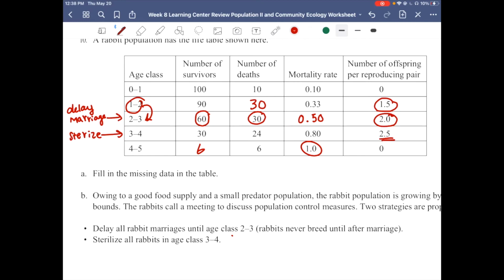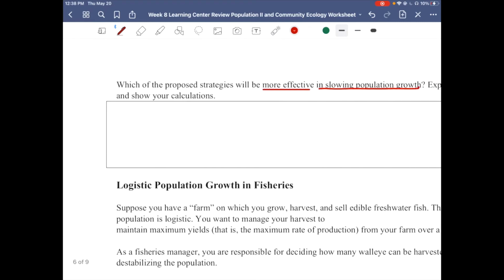35.7 rabbits. So just looking at this number, we know the more effective one is going to be to limit by delaying marriages until 2 to 3, because if you sterilize all rabbits in age class 3 to 4, we already have 1.5 and 2 offspring per producing pair, and there are more producing pairs for that. So the most effective way to do that would be to delay the age. So I'm just going to write that down here.